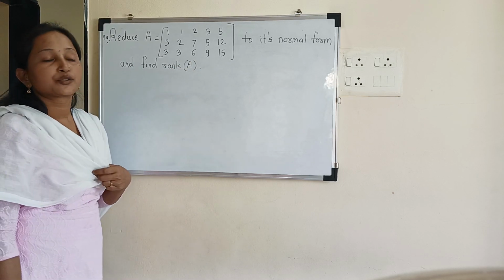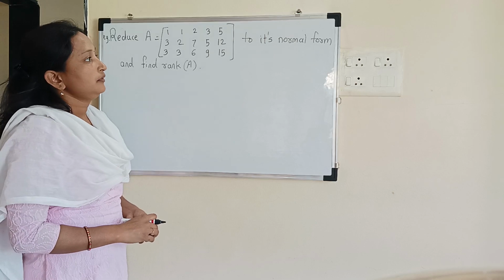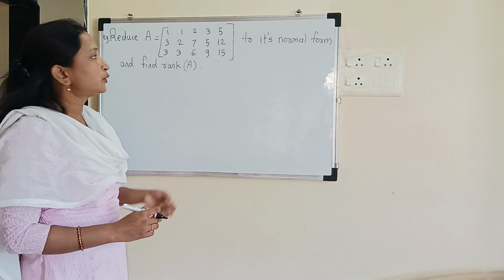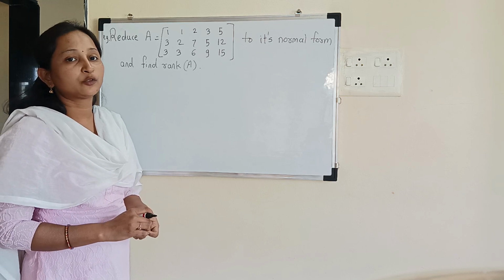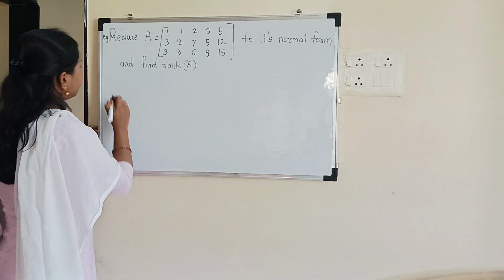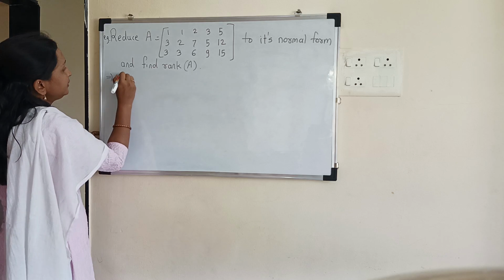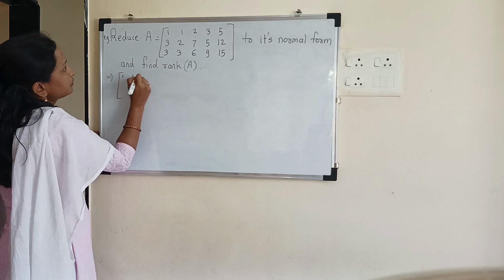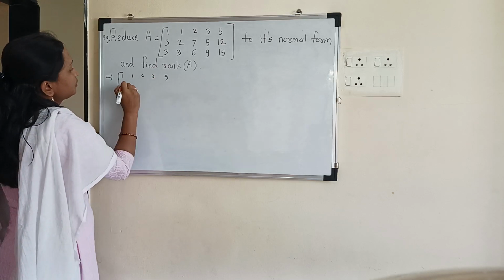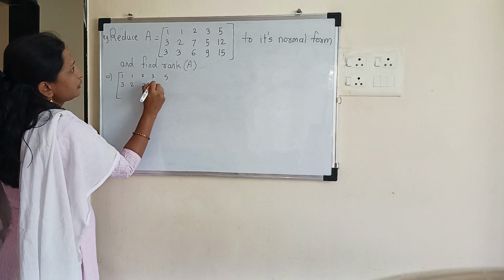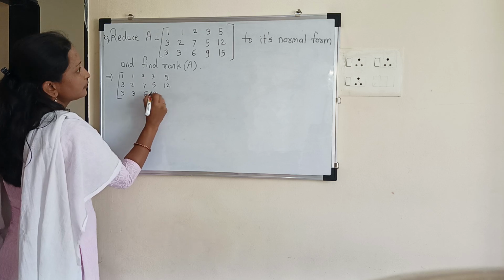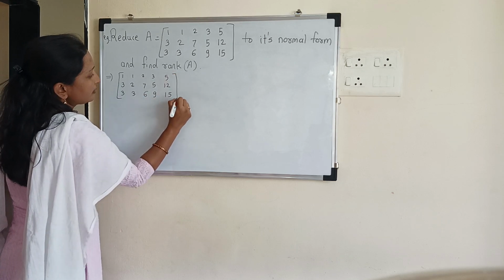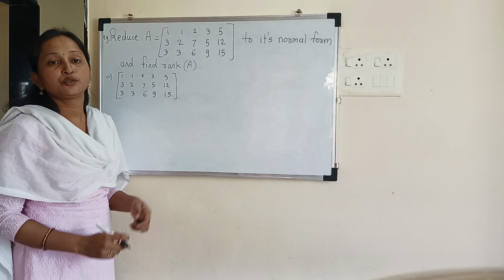This is the problem. You have to reduce this matrix to its normal form and find the rank of the matrix. So we will consider A. What is your A? It is [1 1 2 3 5; 3 2 7 5 12; 3 3 6 9 15]. So this is your matrix and you have to reduce it to normal form.